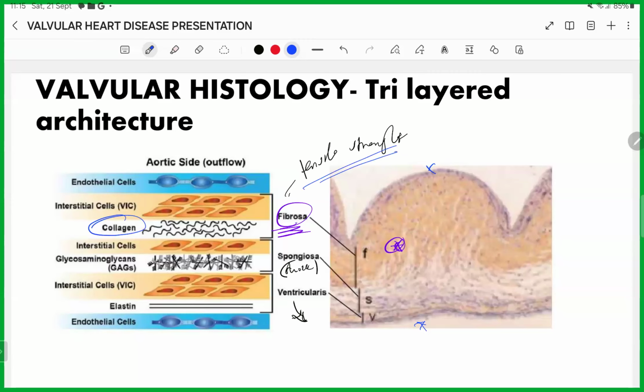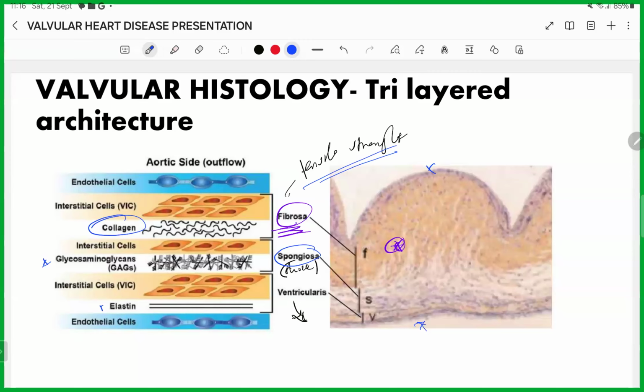And then you have the spongiosa, spongy, you can feel, spongy. So it's like a sponge. So it has like a squishy substance. And this squishy substance is glycosaminoglycans, and therefore the role is shock absorption. And then you have the ventricularis, which is mostly made up of elastin. So it's what allows it to stretch.